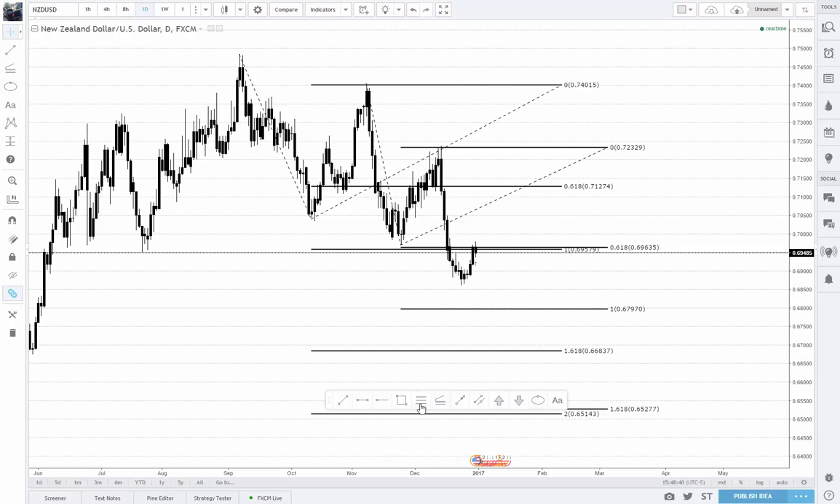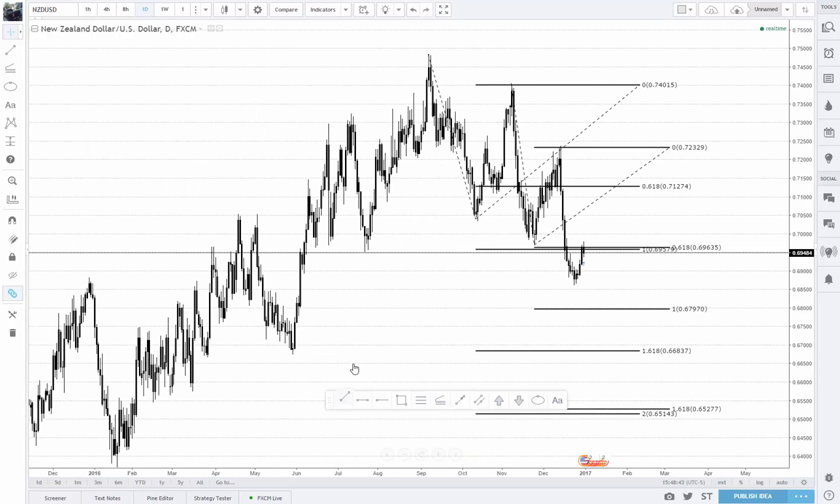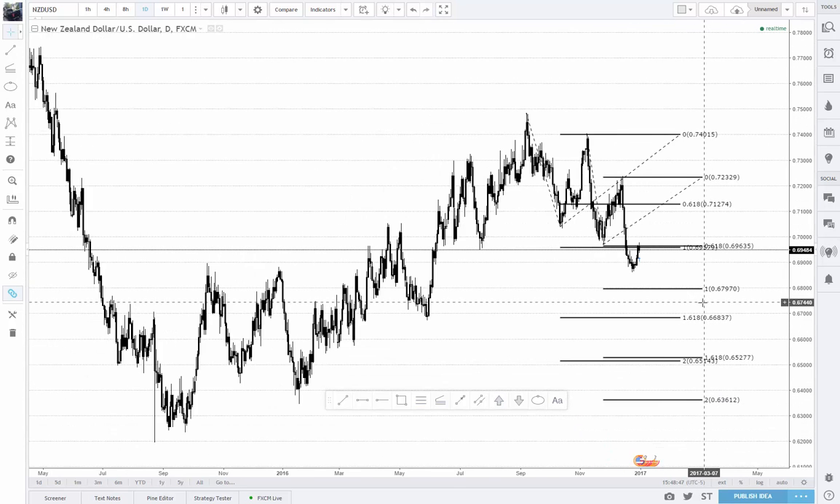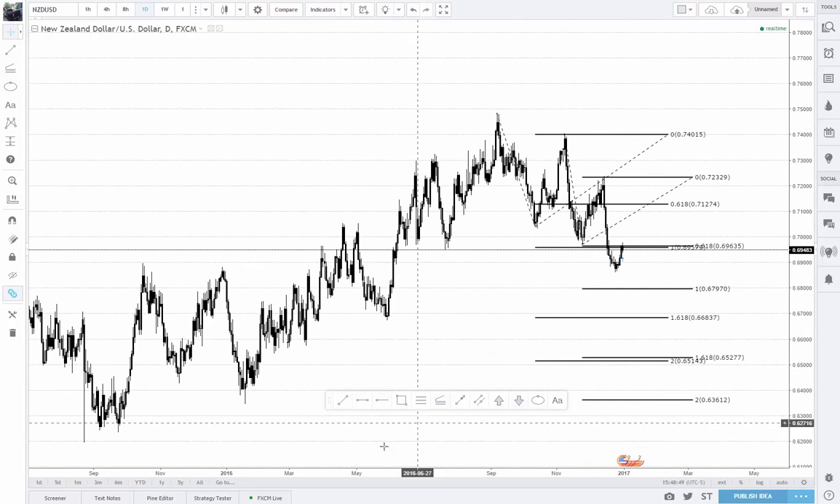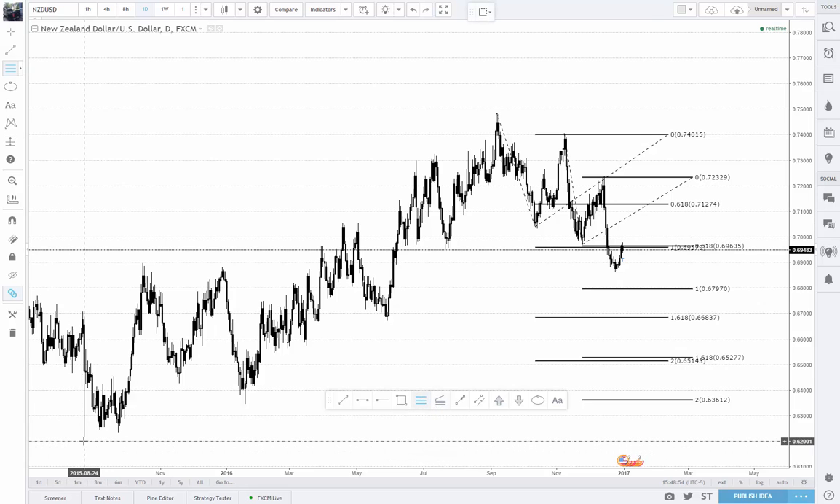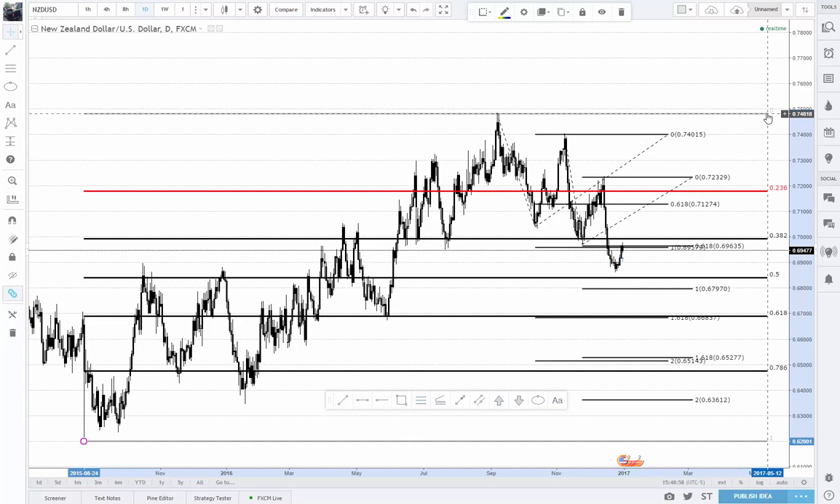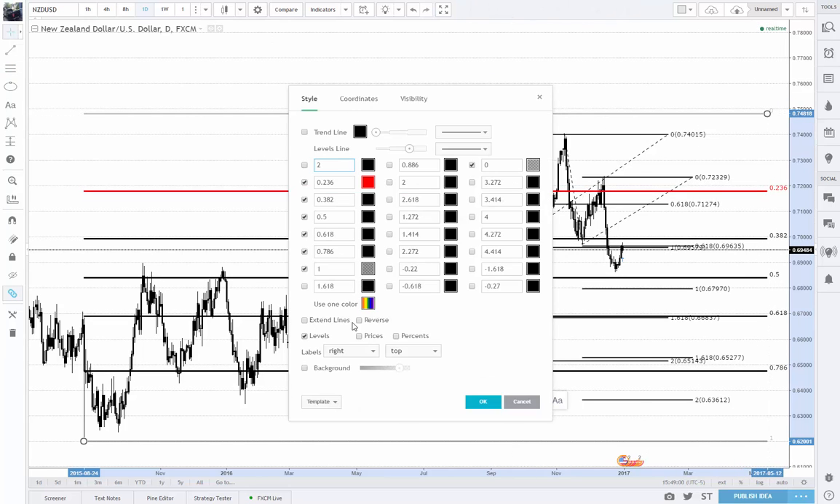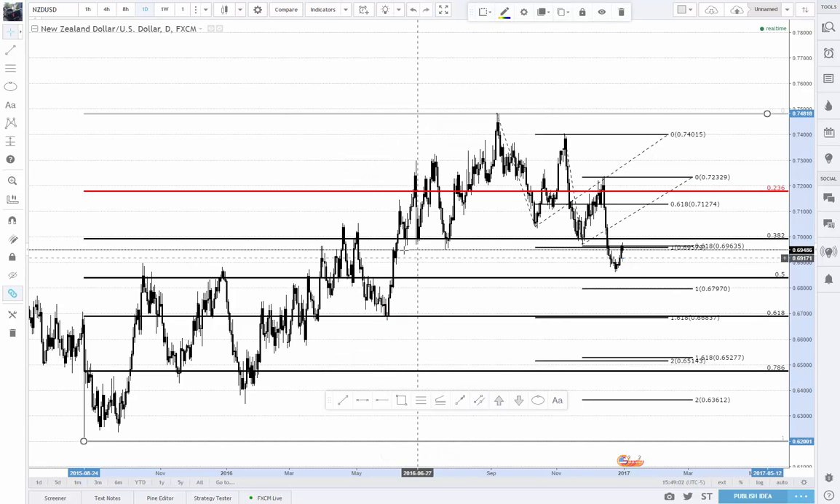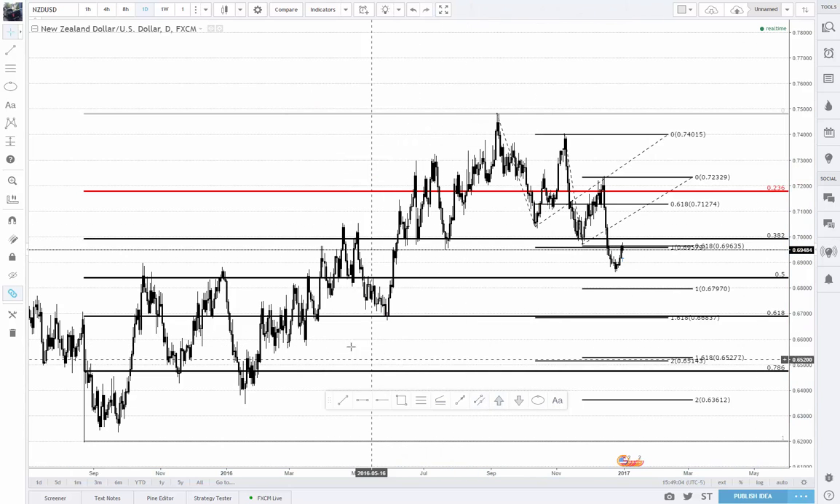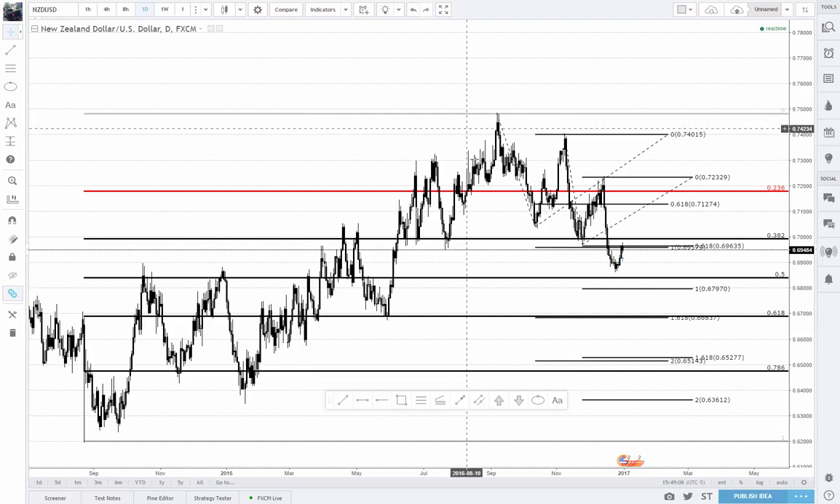So let's take some retracements here. Let's see here. Alright. We can take this whole move here. I'm going to extend that to the right. Alright. So that gives us retracement levels for price to bounce off of.